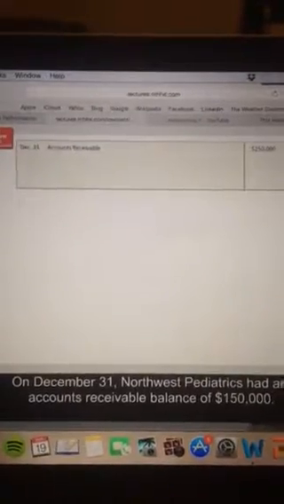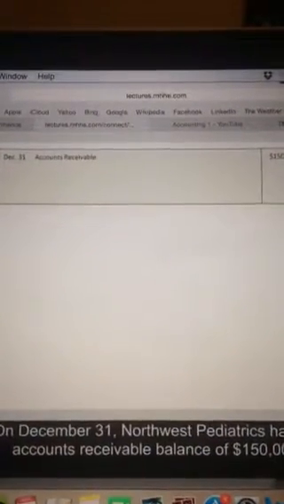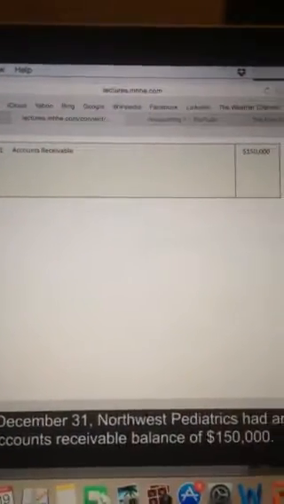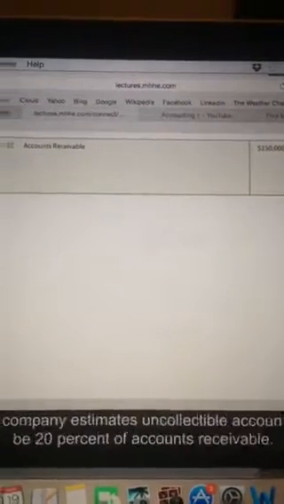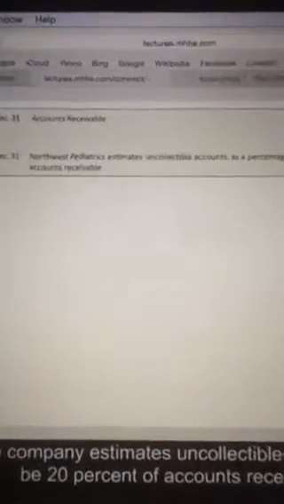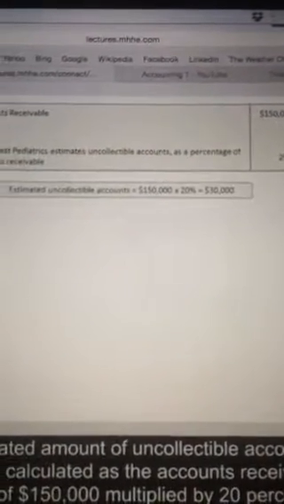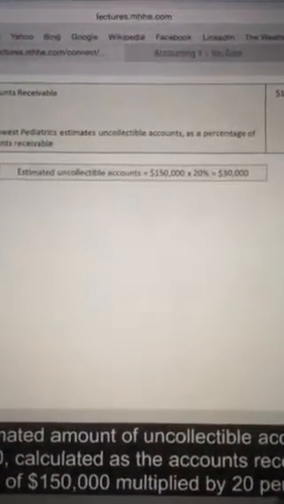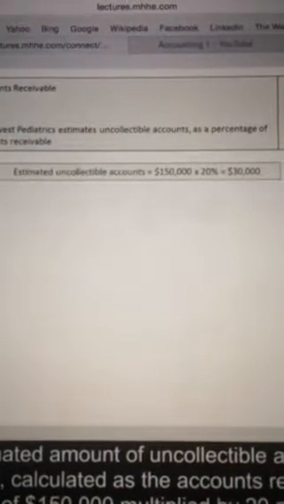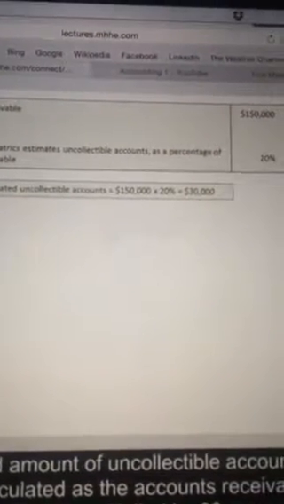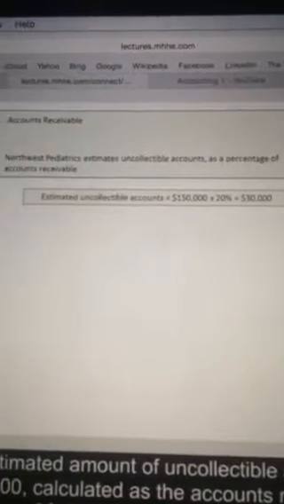On December 31st, Northwest Pediatrics had an accounts receivable balance of $150,000. The company estimates uncollectible accounts to be 20% of accounts receivable. The estimated amount of uncollectible accounts is $30,000, calculated as the accounts receivable balance of $150,000 multiplied by 20%.